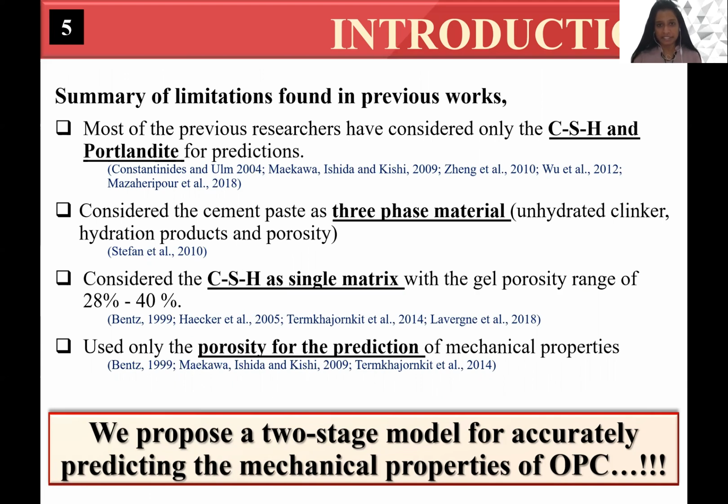Most of the researchers have considered only the CSH and portlandite as hydration products. And also, the cement paste is considered as a three-phase material, including unhydrated clinker, hydration products, and porosity. A major research gap found in previous studies is that the CSH matrix is assumed to be a single matrix, ignoring the formation of two types of CSH. And also, for the mechanical properties, only the porosity is used for the prediction. Therefore, here we propose a two-stage model for accurately predicting the mechanical properties of OPC.